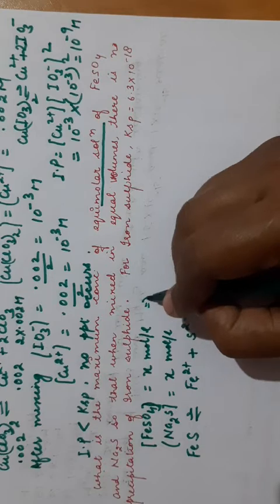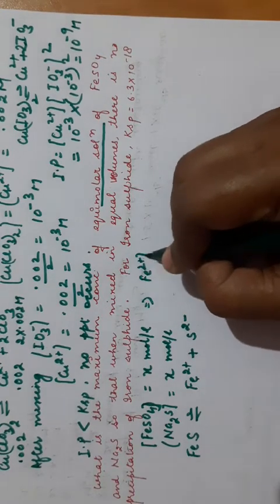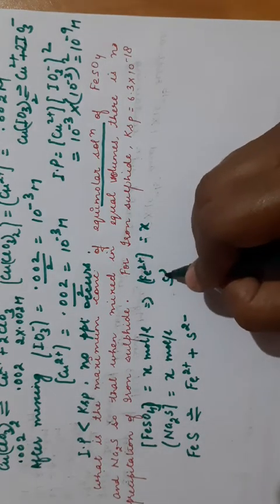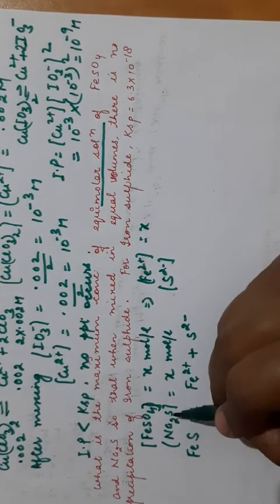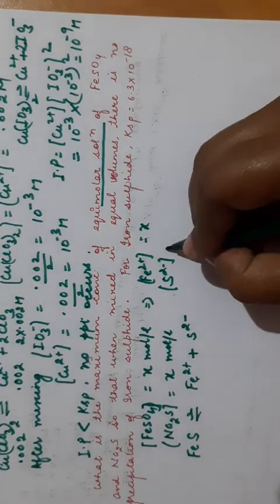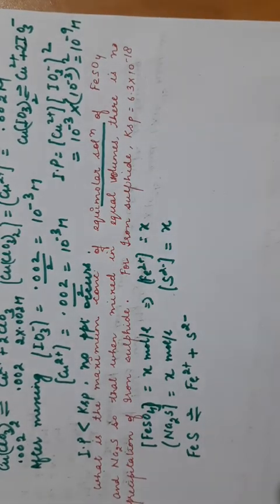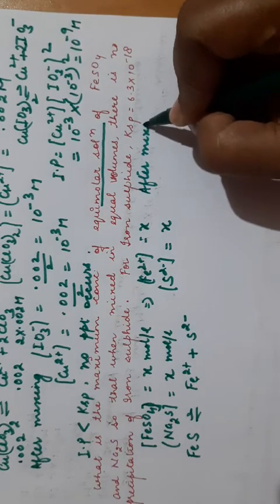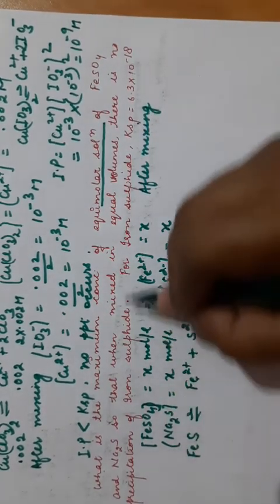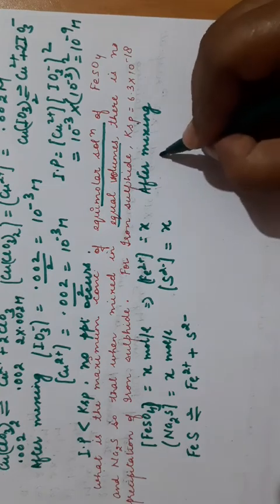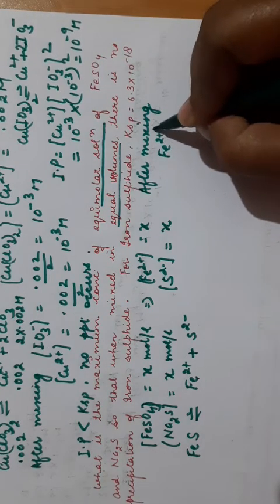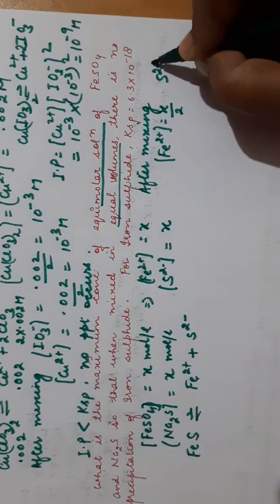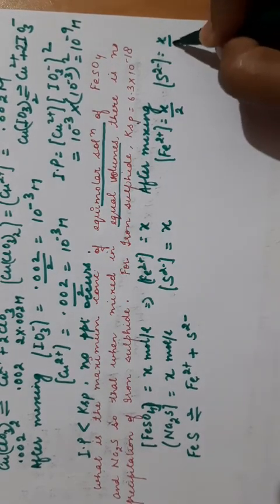Clear? So you need the concentration of Fe2 plus and sulfide ion. What is the concentration of Fe2 plus from here? x, and sulfide ions S2 minus, sodium sulfide will give only one sulfide ion, so the concentration is also x. After mixing, we are mixing equal volumes. It is given equal volumes here, so the concentration of Fe2 plus will be x by 2. The concentration of sulfide ion will also be x by 2.